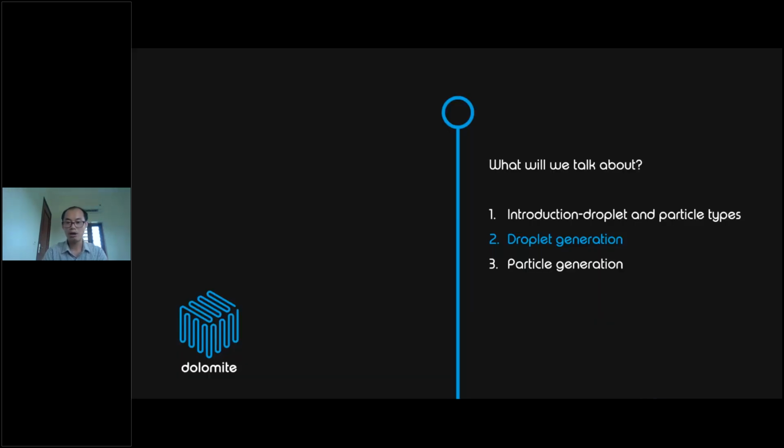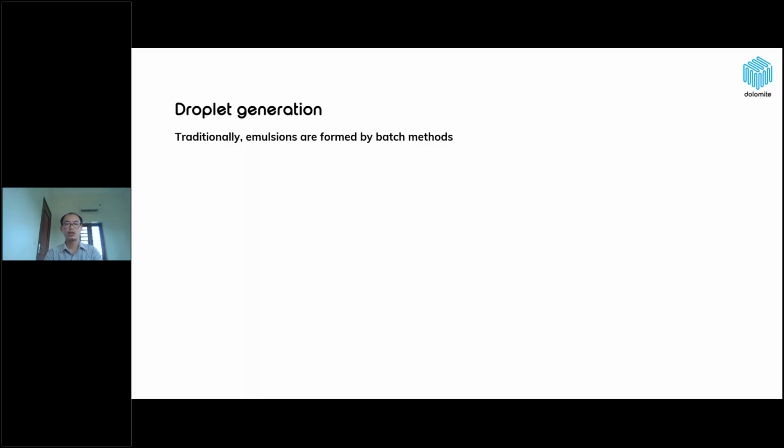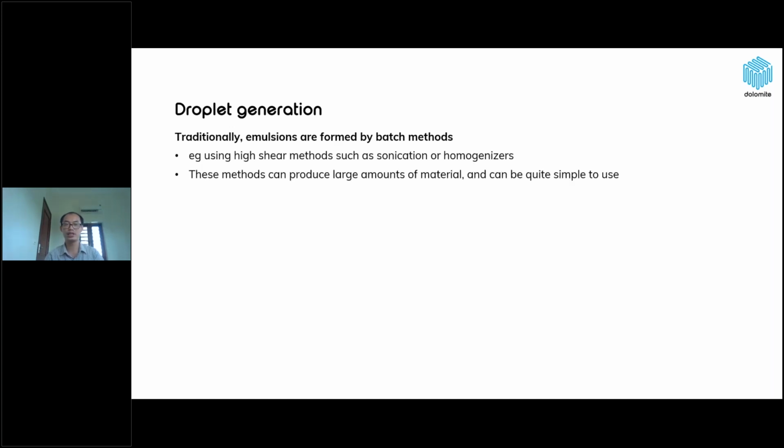So let's move to the droplet generation method. Traditionally, emulsions are formed by batch methods, for example using high shear methods such as sonication or homogenizers. These methods can produce a very large amount of material, and they can be quite simple to use.